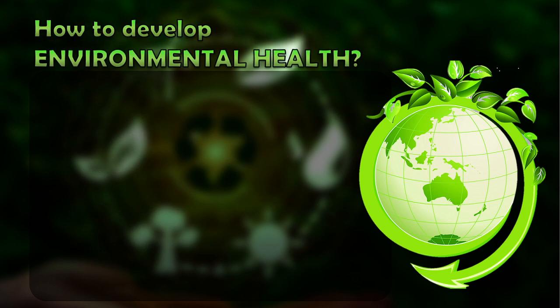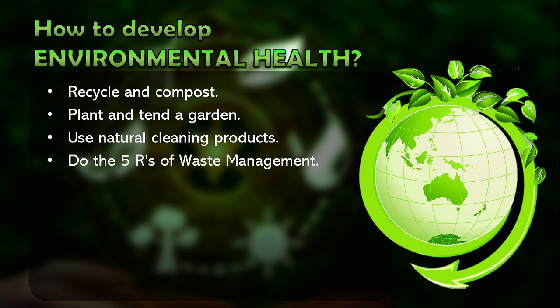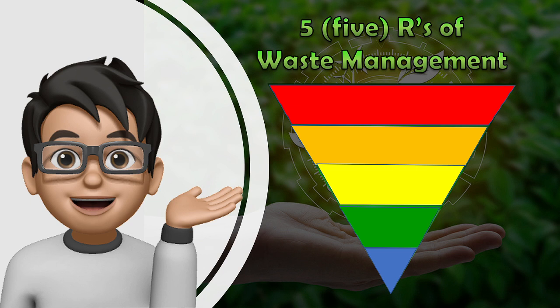How to develop environmental health. Here are the examples. Recycle and compost. Plant and tend the garden. Use natural cleaning products. And do the 5 R's of waste management. Now, let us identify the 5 R's of waste management.